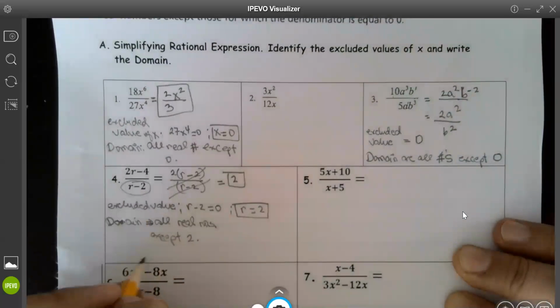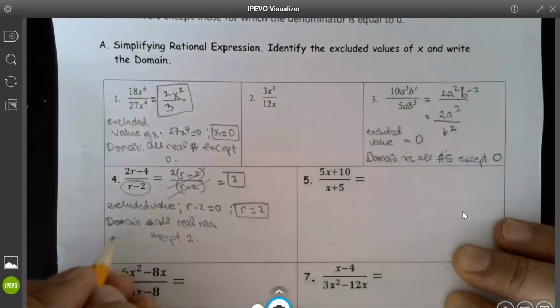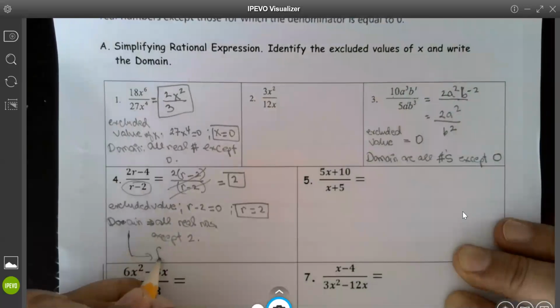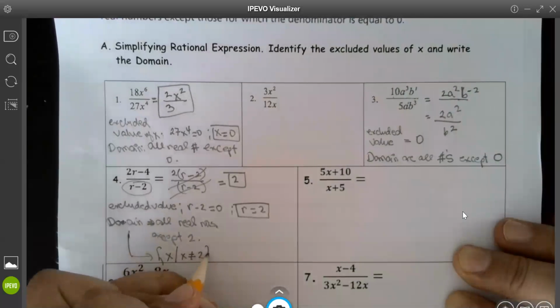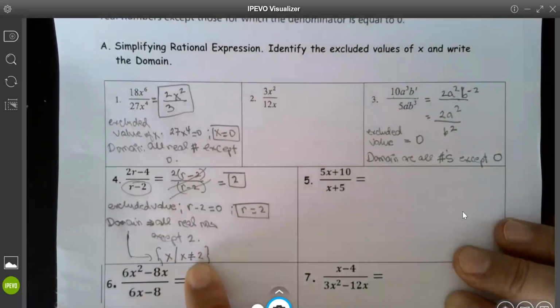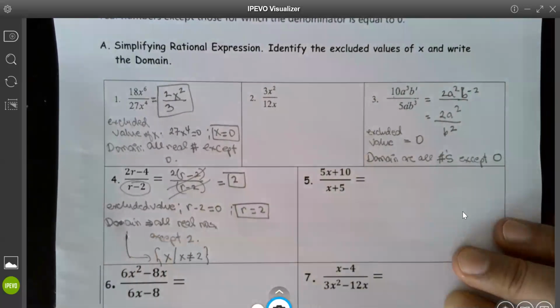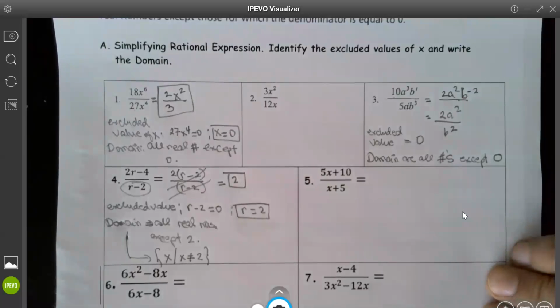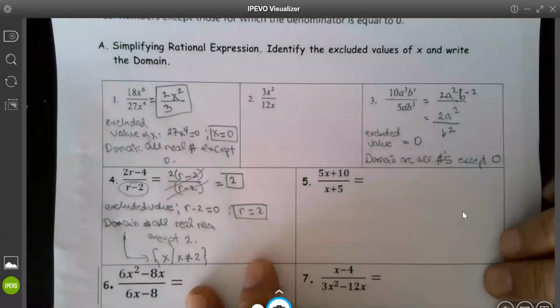In set notation, you can write this domain as the set of all x such that x is not equal to 2. Or if you want to write it in words, all real numbers except 2, it is also correct. Okay? Now let's do this one.